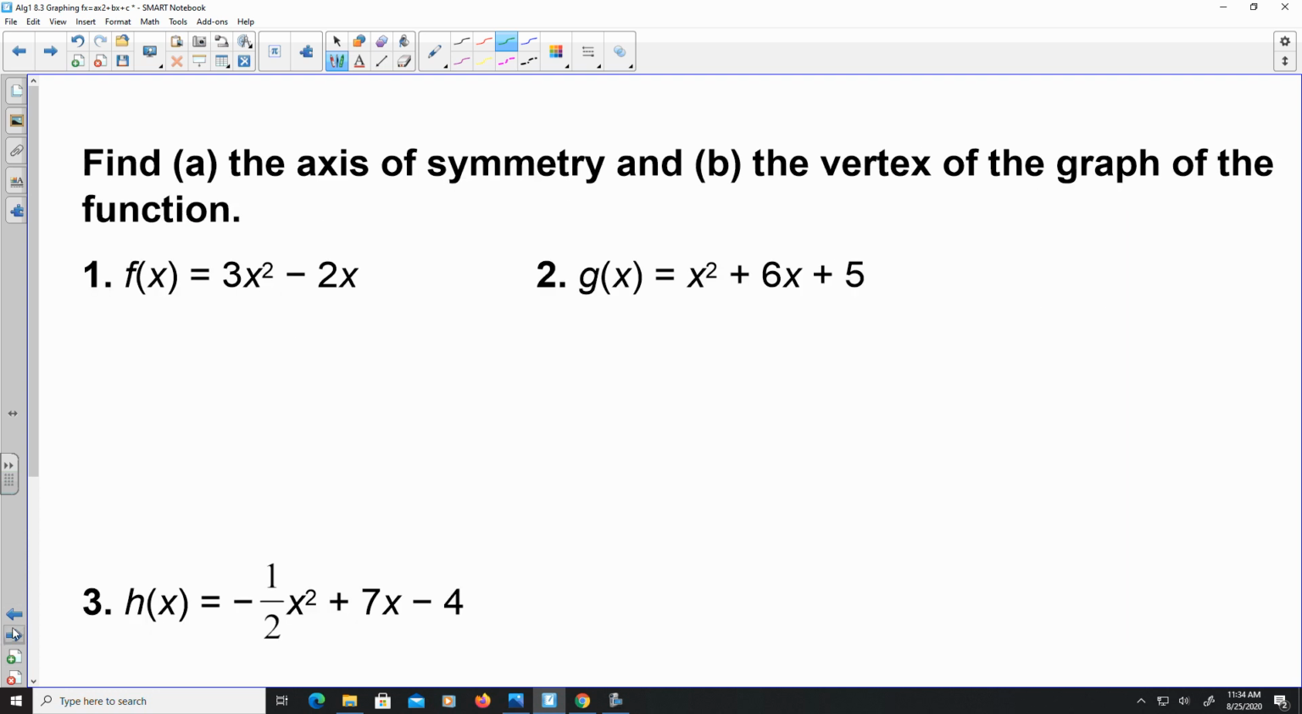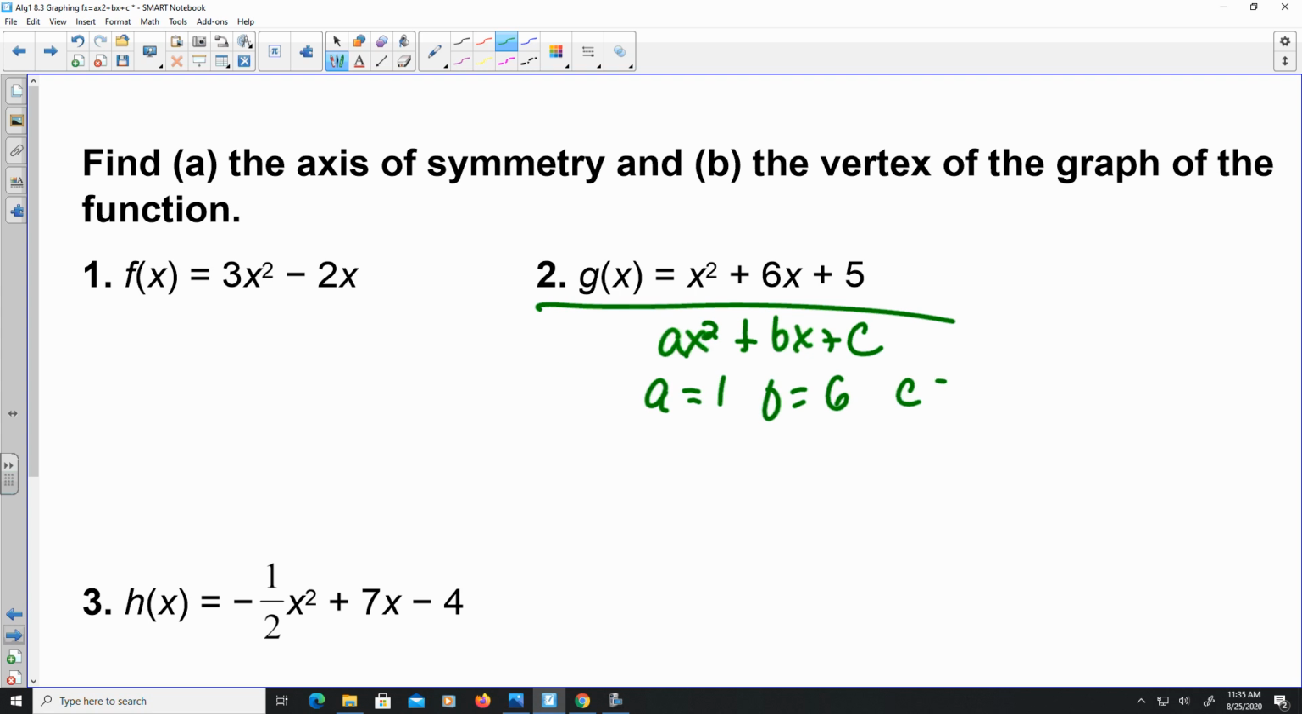And that's how you would graph it if they were to ask you to graph it. So here again, we have some scenarios where they're asking you to find the axis of symmetry and the vertex. I'll do one. Let's do number 2 here. I'm just going to write in ax squared plus bx plus c. To find the axis of symmetry, a in this case is 1, b is 6, and c is 5.